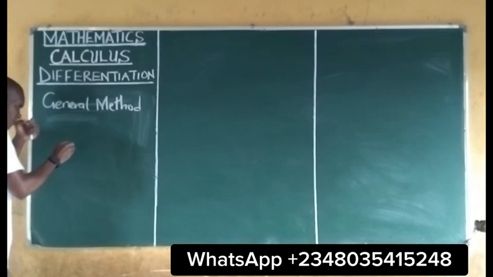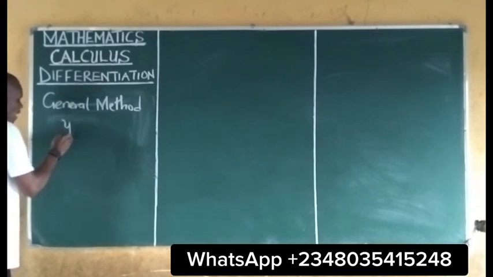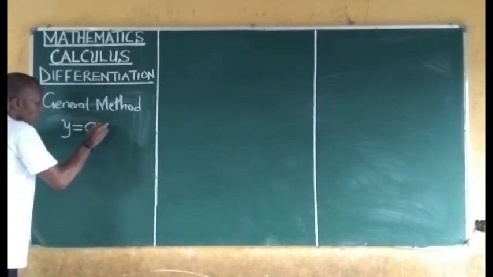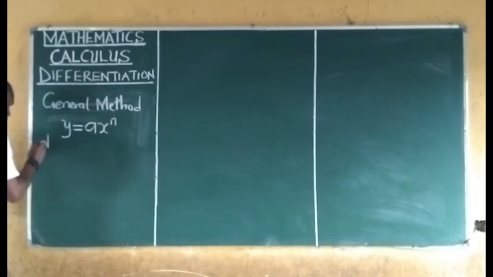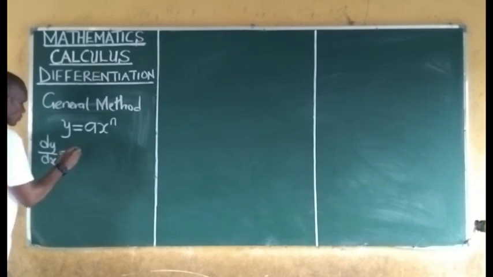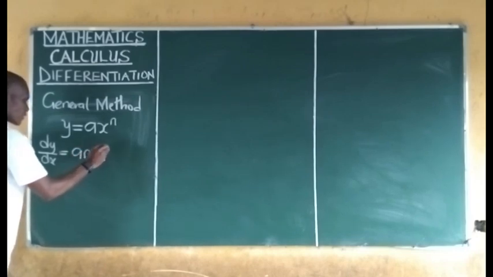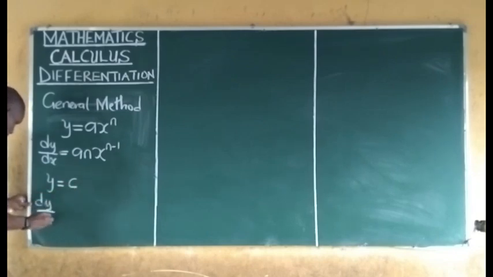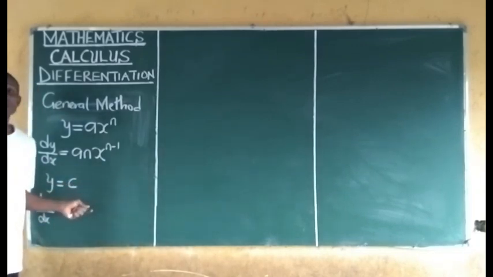We know that if, for example, y is equal to ax raised to the power of n, then dy over dx is equal to a, and this n will come over here: anx raised to the power of n minus 1. Also, if y is equal to a constant, then dy over dx is equal to 0. So if you differentiate a constant, you get 0.